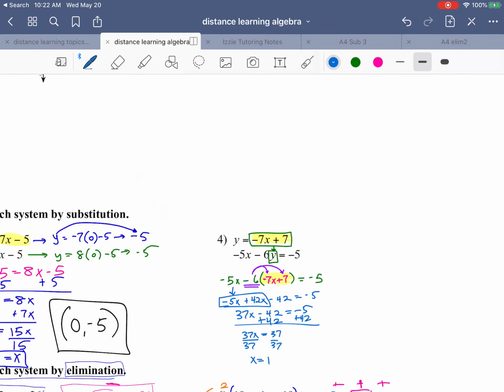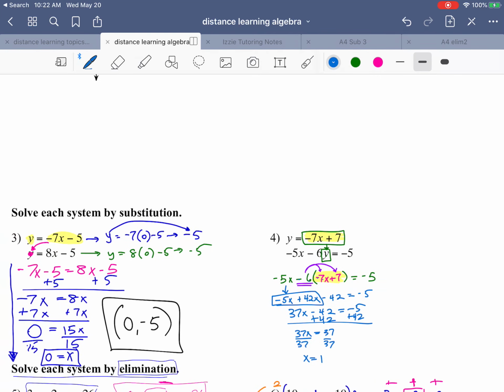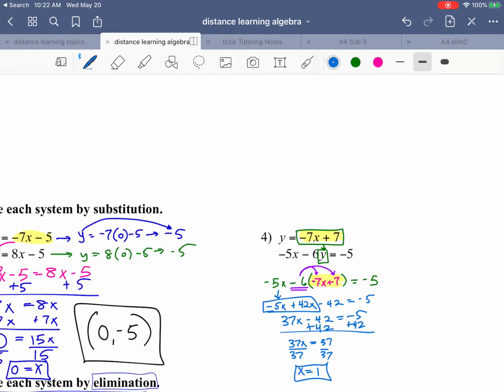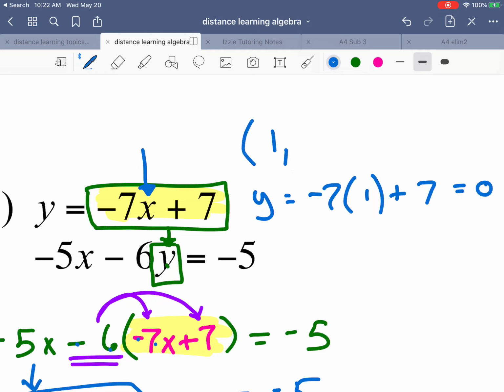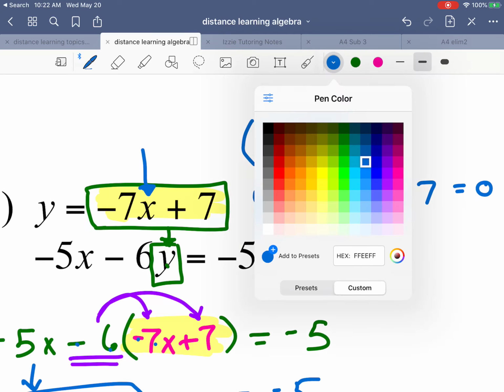So a lot like that previous problem, we first found x, and now we're going to plug in that x. In this case, we could plug it into either equation. I'm going to use just the top to start. So it's y equals -7 times 1 plus 7. -7 times 1 is -7 plus 7 is 0. So I think my answer is 1, 0. I'm going to put a question mark in there until I can confirm it.